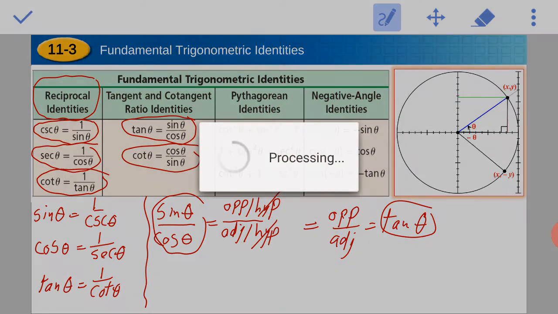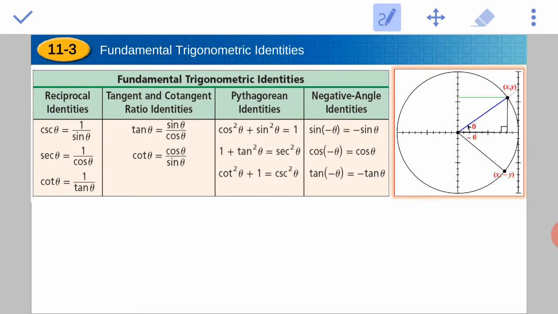The third group of identities in this table is the most important one and is called the Pythagorean identities. The first Pythagorean identity, cosine squared theta plus sine squared theta is equal to 1, is the most famous identity in trigonometry. And we can derive the other Pythagorean identities from this one. So how can we prove this one? How did we get this one?